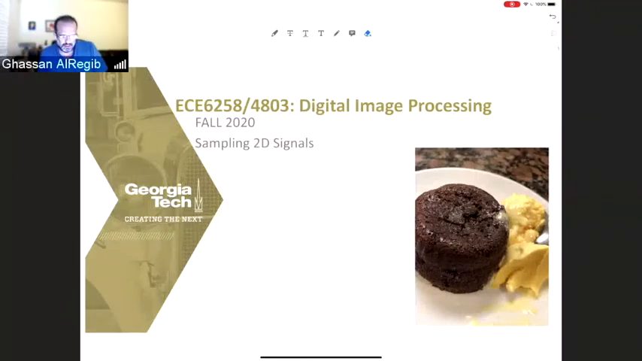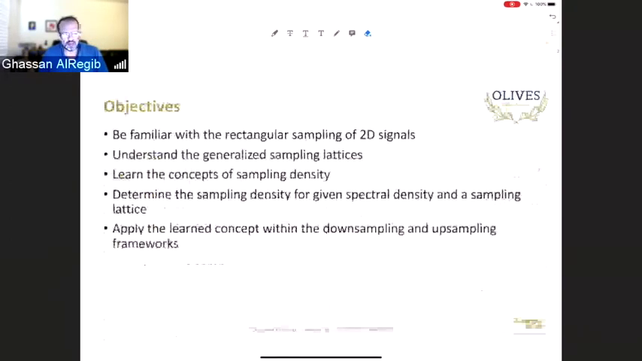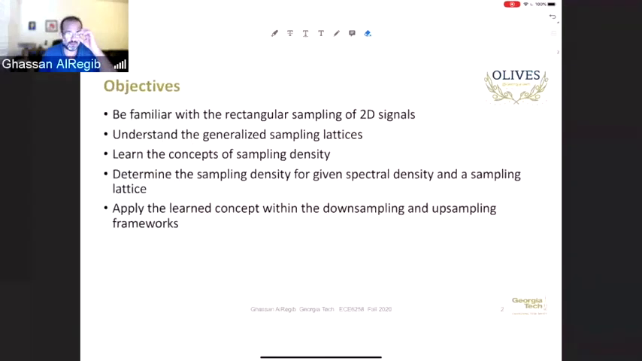So today we'll mainly focus on two-dimensional sampling, and really the objectives of what we are trying to do today are the following. First, we'll study the rectangular sampling of two-dimensional signals. And rectangular because you can imagine it's in the direction of x and y. So it's a natural extension of the one-dimensional sampling. And then we will take that and generalize it for different sampling lattices.